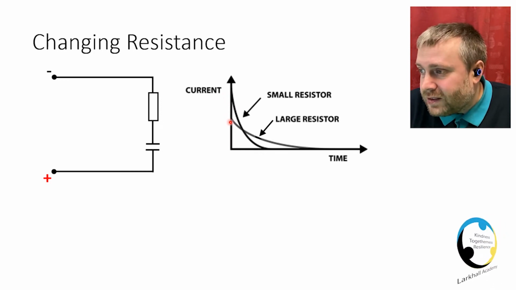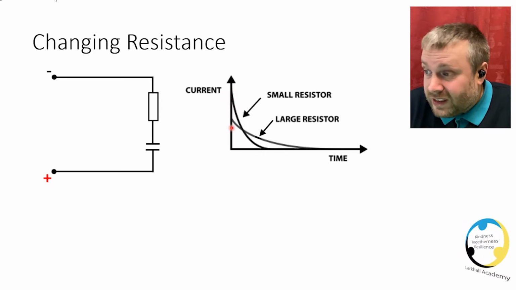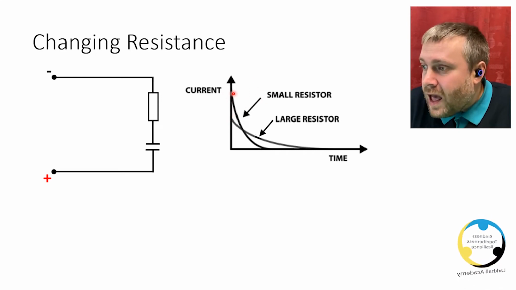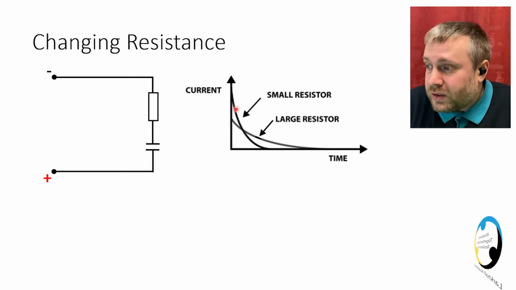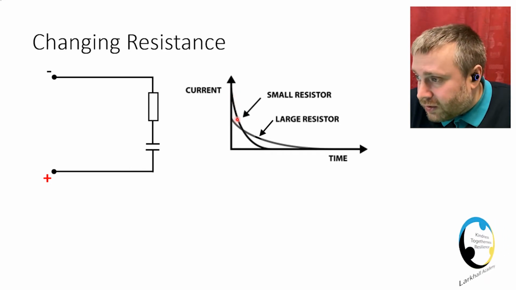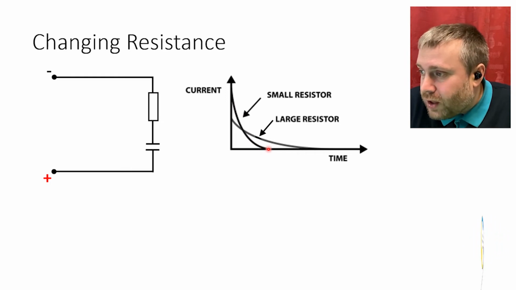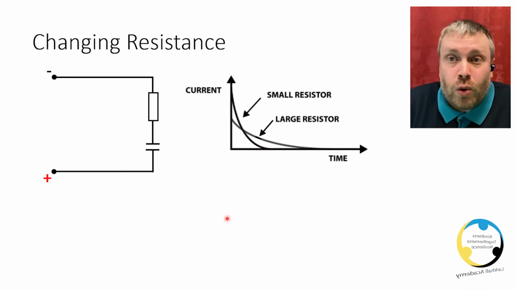So if you increase the resistance, the current is going to get smaller. If you decrease the resistance, then obviously you're going to start off with a larger current. However, likewise, because we've got this higher current to start with, we're able to push that charge on much quicker, so it's able to charge up your capacitor much quicker.